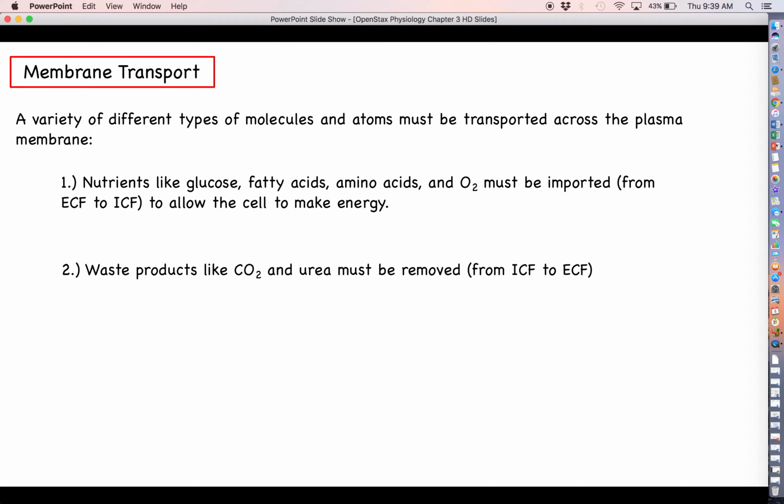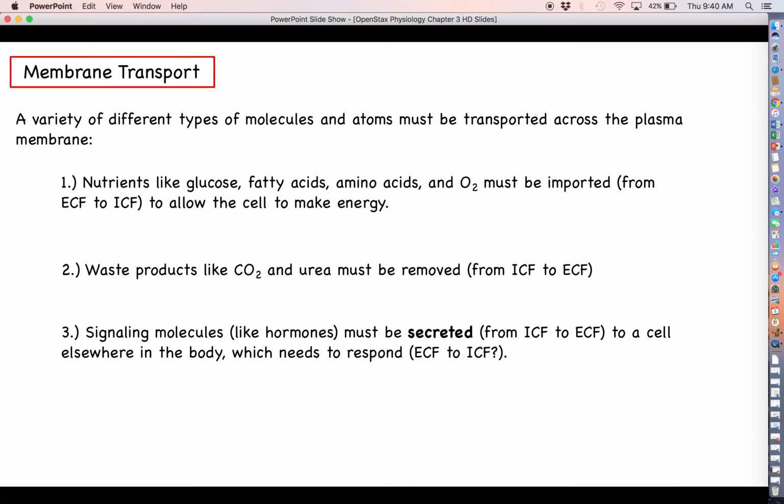On the other hand, after cellular respiration is done, we are going to make waste products. We make carbon dioxide with every round of cellular respiration. We make urea by breaking down amino acids. So these are waste products that accumulate in the intracellular fluid, and we need to have a way of getting rid of them. They need to go the opposite direction. They need to cross the plasma membrane into the extracellular fluid so that we can pass them out either through expiration and breathing or through urination or something else.